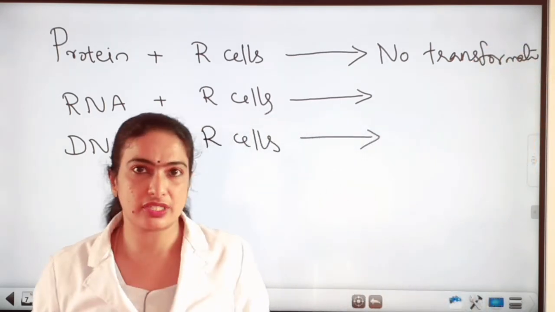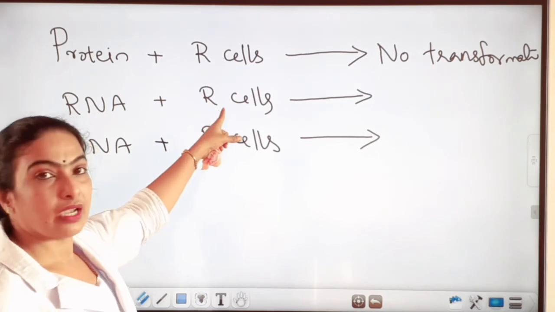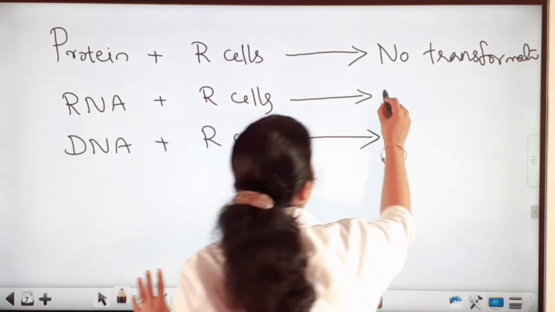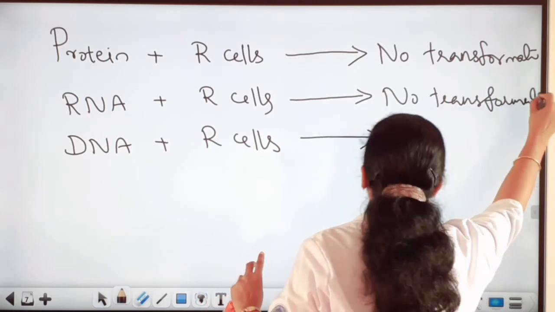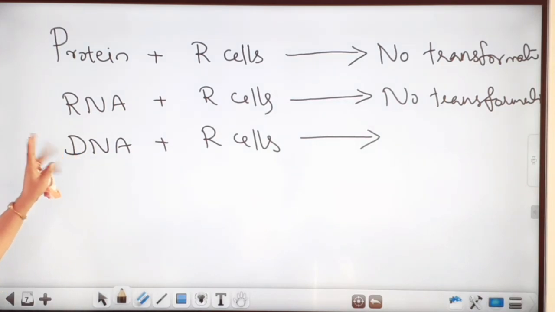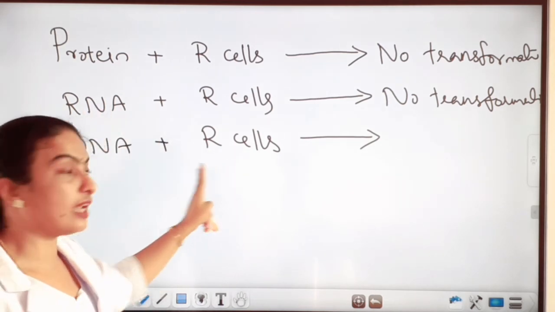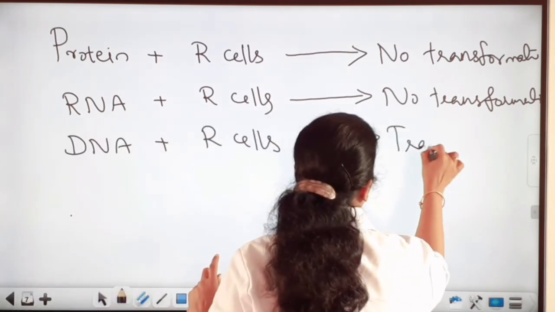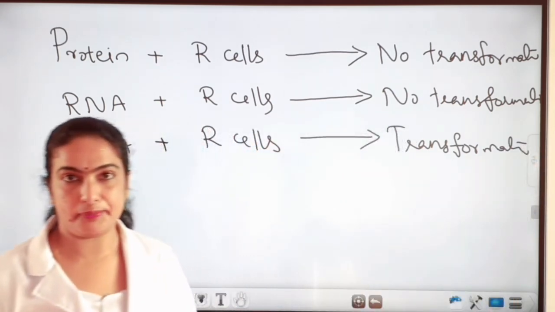That is the observation. And second, the RNA from the heat-killed S strain is mixed with the R cell. There also, no transformation. Okay. And finally, they have taken the DNA. The DNA purified from the heat-killed S strain is mixed with R cell. So there is a transformation of R cell into S cell.